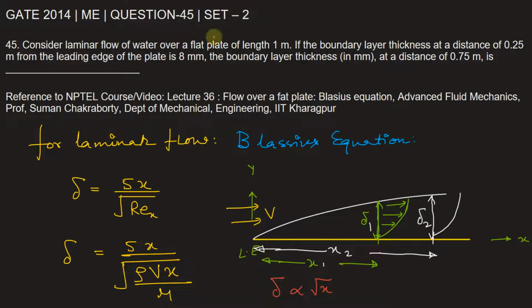So let's fill in the blank here. The boundary layer thickness at 0.75 meter from the leading edge will be 13.86 millimeter. We have to find the answer in millimeter only.